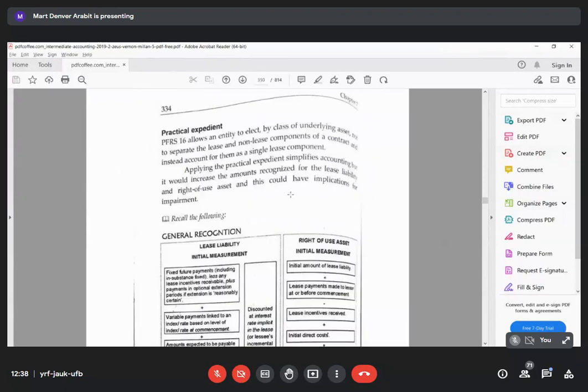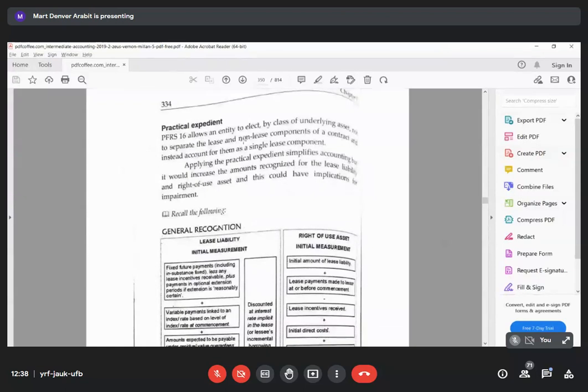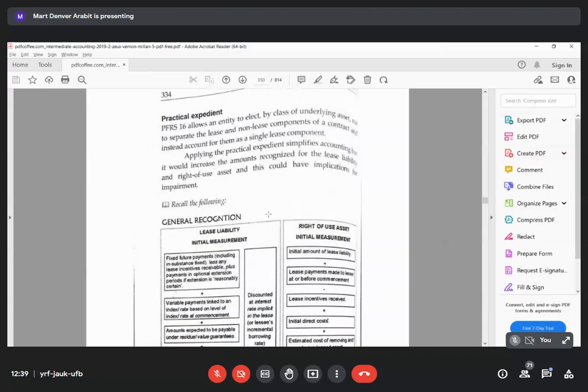Okay. So, ito na yung practical expedient. Under PFRS 16, it allows the entity to elect by class of underlying asset not to separate the lease and non-lease components of a contract and instead account for them as a single lease component. Okay, so applying the practical expedient simplifies the accounting, but it would increase the amount recognized for the lease liability and right of use asset, and this could have an implication for impairment. So, ang sabi ni practical expedient, pwede mo namang hindi paghiwalayin yun.